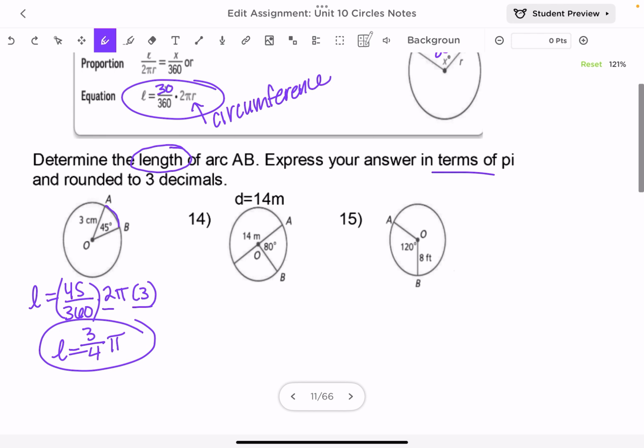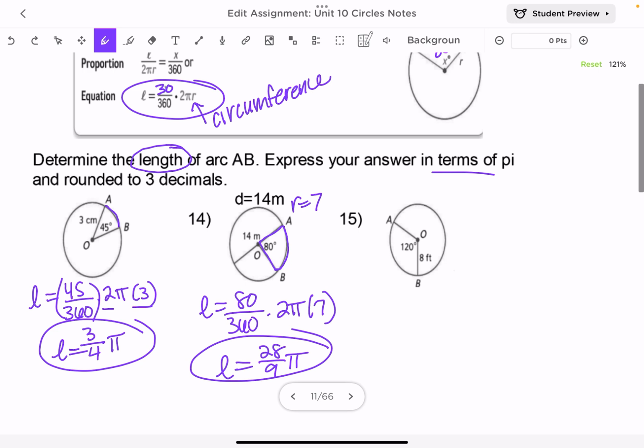All right, number 14. So again, we're getting the length of AB. Well, the angle that's opening up to that is 80. So I'm going to have 80 over 360 times 2 pi, and then our radius here would be 7. So I would type everything in the calculator except the pi, and I'm going to get 28/9 pi. Or, if the decimal makes more sense, it's 9.774. So it would be 9.774 meters long. Be a very big circle. All right, I'm not going to do the next one because it's exactly like that.